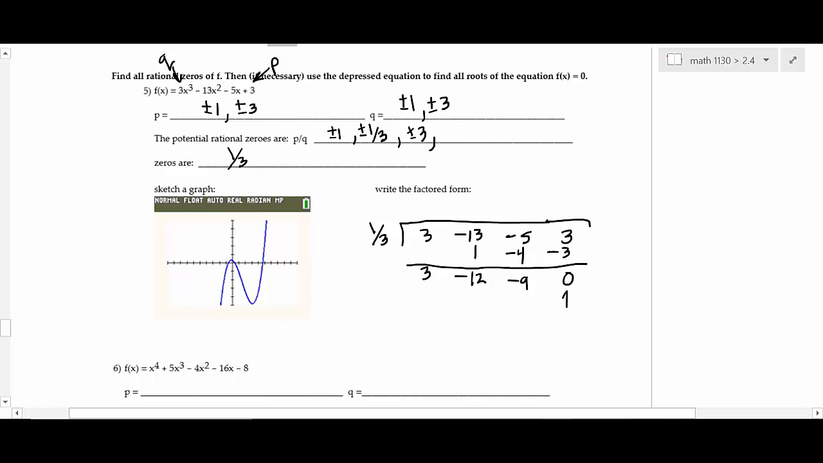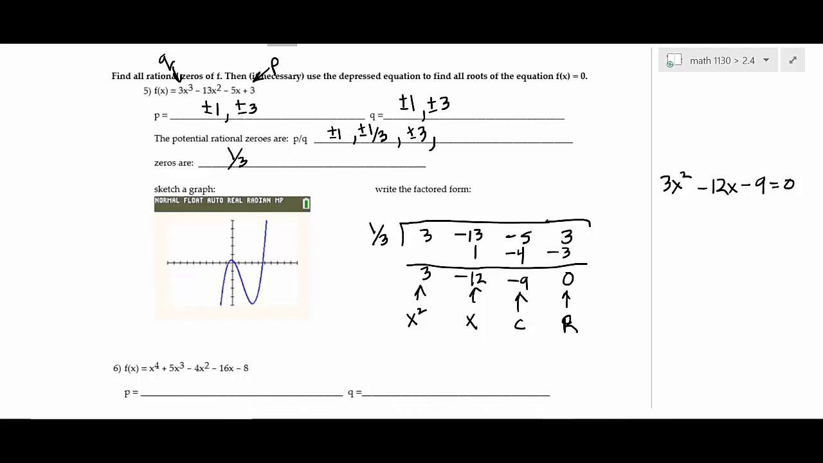So what's left over again is your remainder. This is your constant. That's your x term. That's your x squared term like that. So what you would have left over is 3x squared minus 12x minus 9. And then we're going to set that equal to 0. Now that's a quadratic equation, so we have to solve that quadratic equation to get the other two zeros.